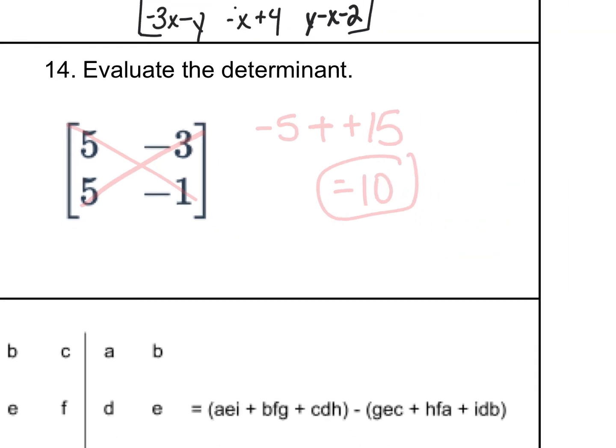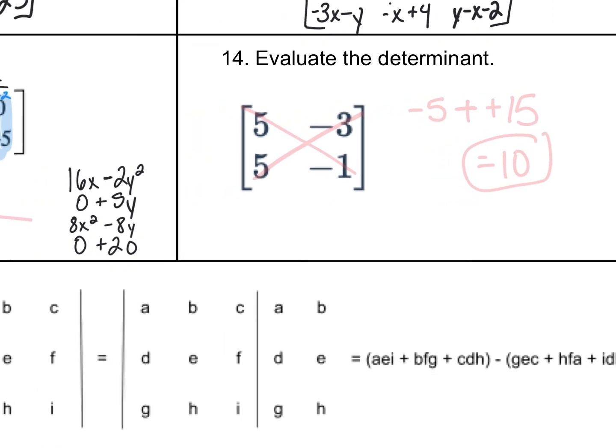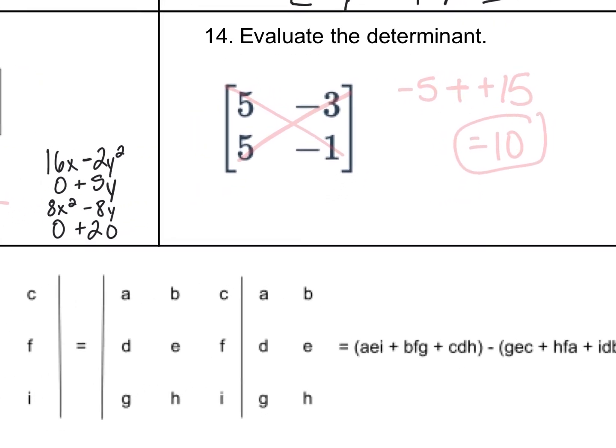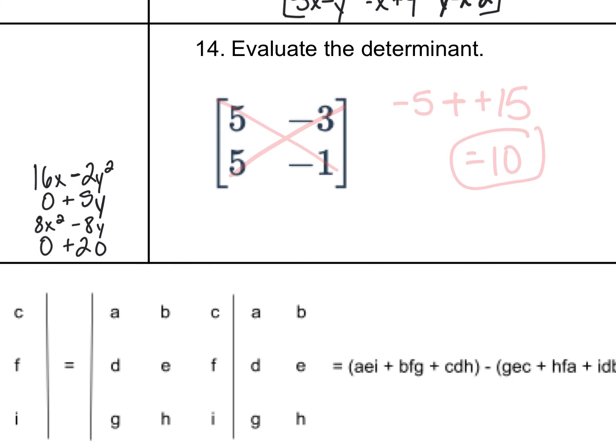Okay. Any questions on that? Easy points right there. Don't miss number 14. Please don't miss number 14. Multiply down minus multiply up.